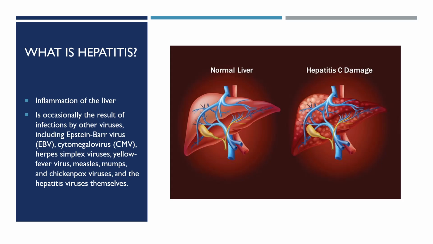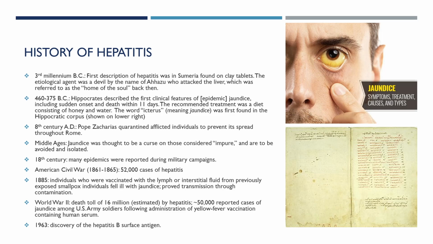So, what is hepatitis? Hepatitis is the inflammation of the liver. It is occasionally the result of infections by other viruses, including the Epstein-Barr virus, cytomegalovirus, herpes simplex virus, yellow fever virus, measles, mumps, and chickenpox virus, and the hepatitis viruses themselves.